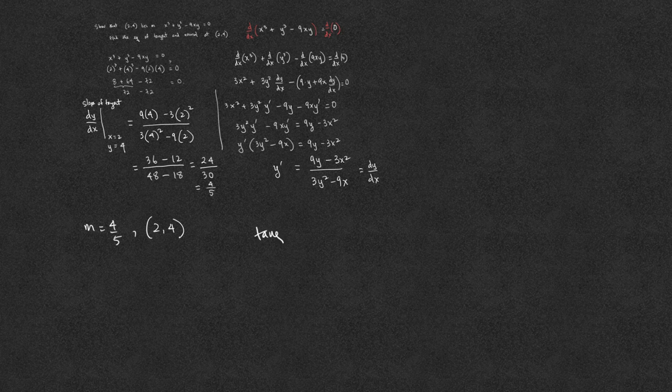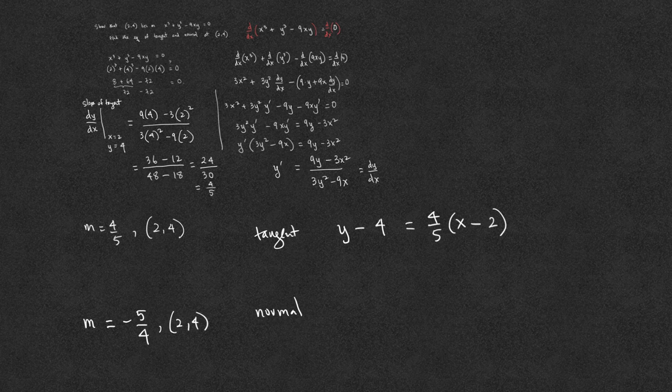The equation of the tangent line is y minus y naught equals m times (x minus x naught). The normal line has a slope that is the negative reciprocal of the tangent line's slope, and the point is still the same point. And so the normal line is y minus 4 equals negative 5 over 4 times (x minus 2).